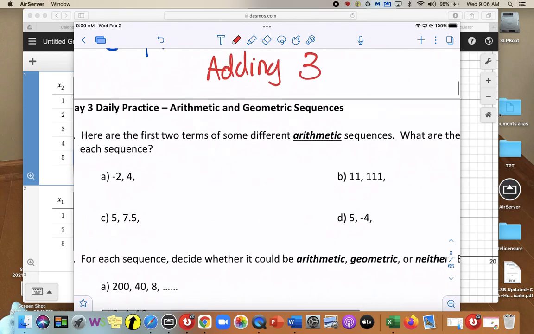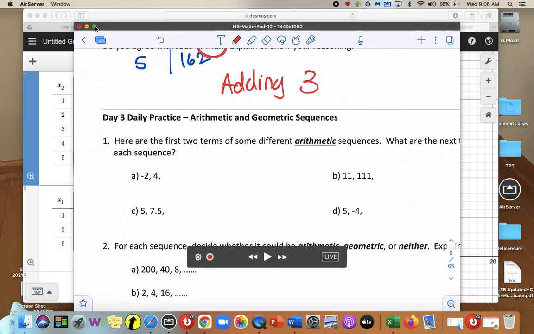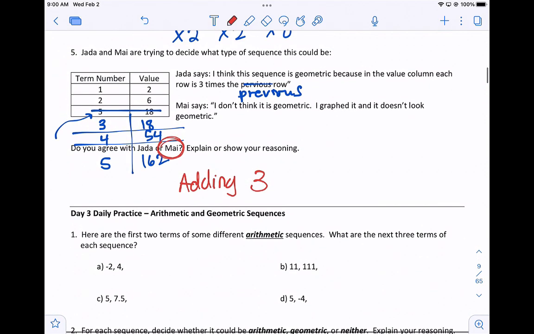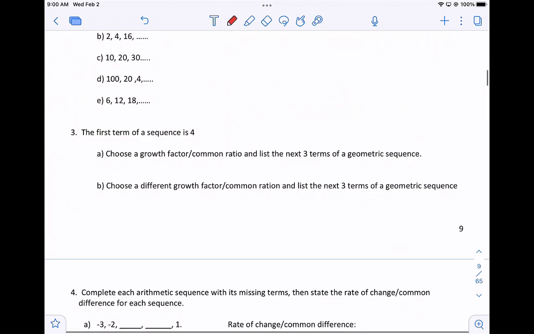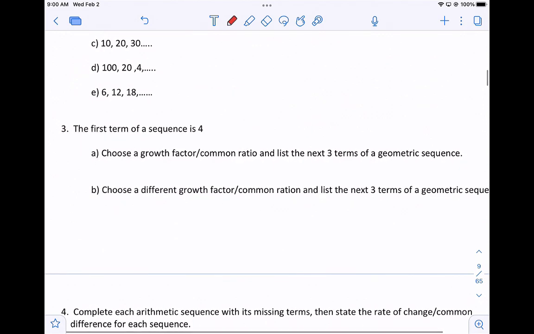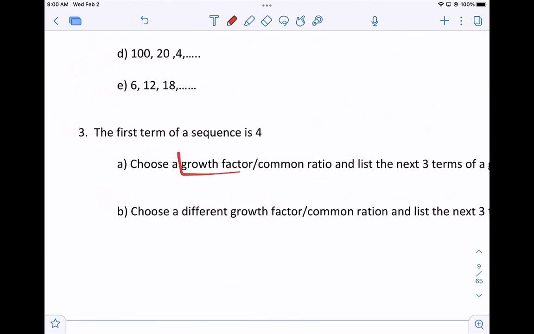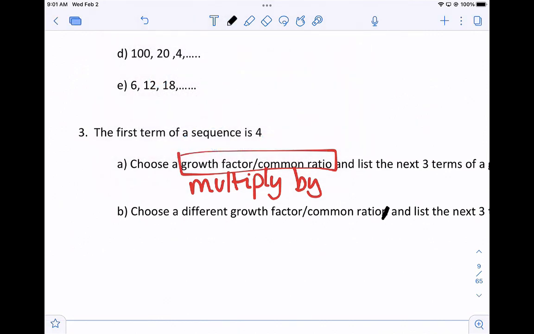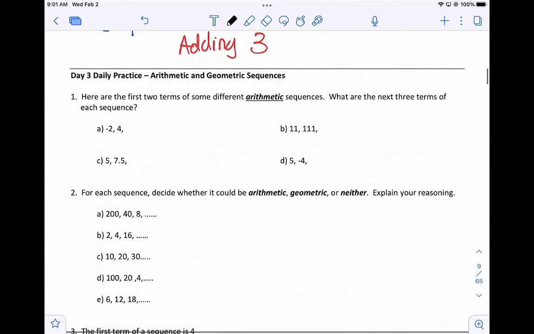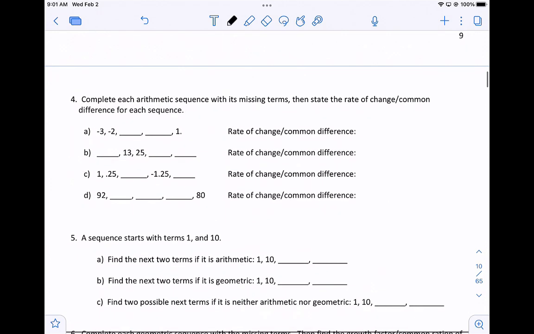Okay, so for daily practice, we'll take a look at, is it arithmetic versus geometric? How can you tell? And then there is this term here. It says choose a common growth or a common ratio to find the next three terms. So a growth factor, a common ratio, is what you multiply by to find the next term. Okay, so for geometric, it's what you multiply by. For arithmetic, it's what you add or subtract by. Do you need to know anything else? Okay, so if it's arithmetic and you're adding, it's called a common difference.